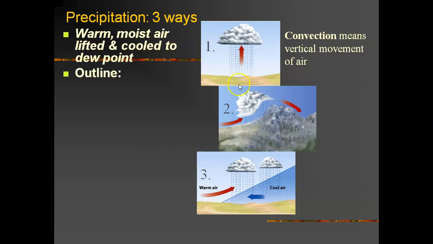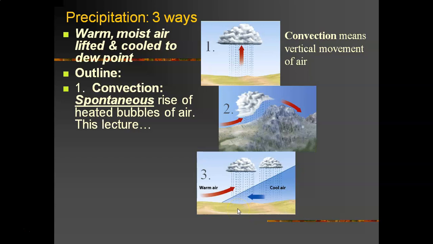Now, here we've got an outline showing the 3 ways, and it's going to take a few lectures to get through these 3 ways. In this lecture, we're going to go into the details of convection, or convectional precipitation, and it represents the spontaneous rise of heated bubbles of air. And here it is illustrated here. Convection means vertical movement of air. I've already introduced convection when I was talking about that example of creating a hot spot over Nichols campus and getting it to rise to dew point. Now, we're going to go over the details of convection because sometimes convection just simply can't happen.